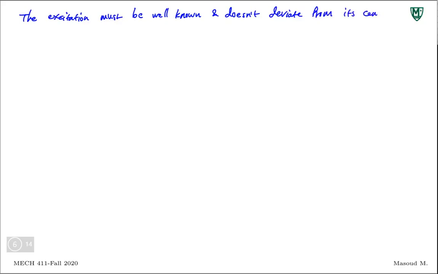So let's say the excitation must be well known and doesn't, let's say, deviate from its constant value of frequency. Right? In that case, this vibration absorber works perfectly fine.